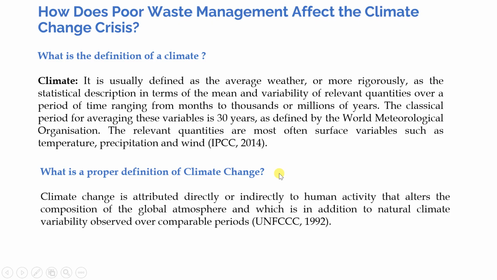What is now the proper definition of climate change? Climate change is attributed directly or indirectly to human activity that alters the composition of the global atmosphere, and which is in addition to natural climate variability observed over comparable periods.